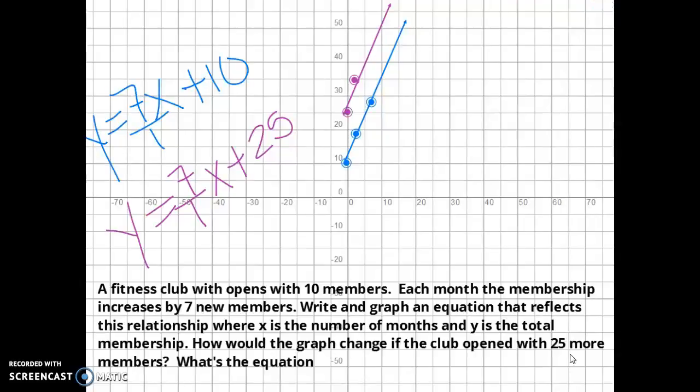So, in this case, these lines will not intersect because the slopes are the same. They will not intersect. And it's not the same line because the y-intercepts are different. So now I know that if I change my y-intercept and keep my slope, the lines will be parallel.